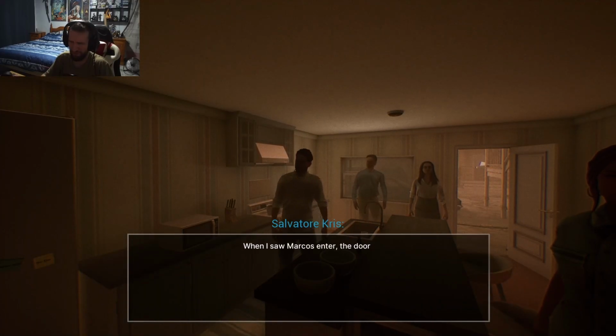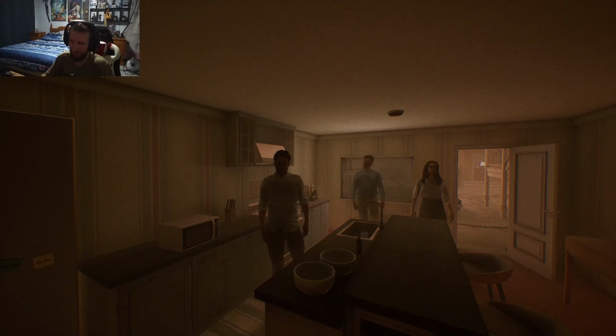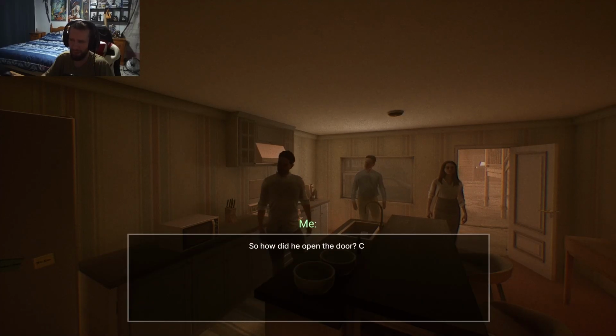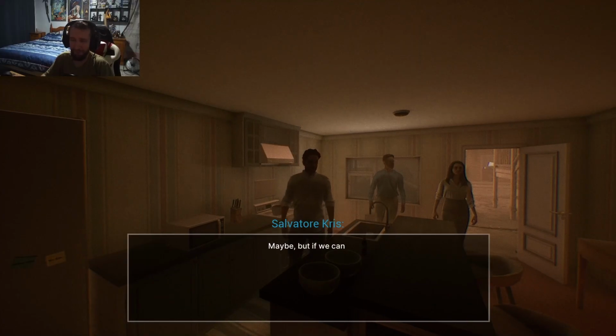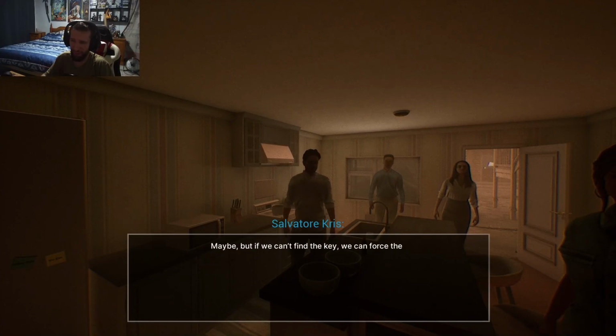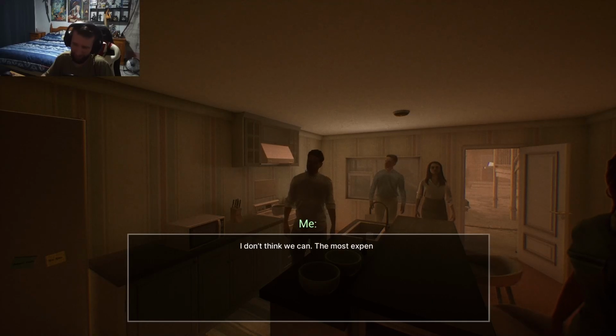When I saw Marcus enter, the door was already open, but I didn't see him use any key. So how did he open the door? Could it be a magnet key? Maybe, but if we can't find the key, we can force the door open. I don't think we can.